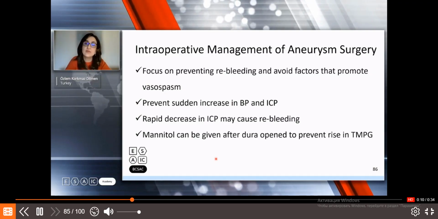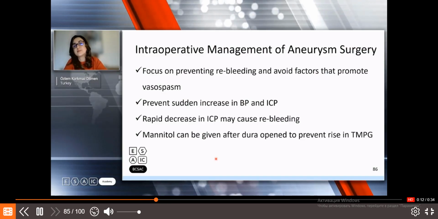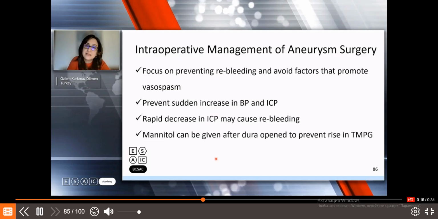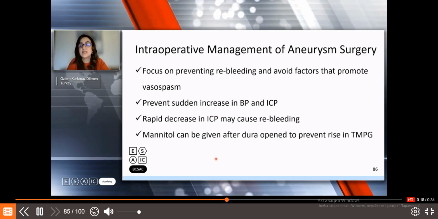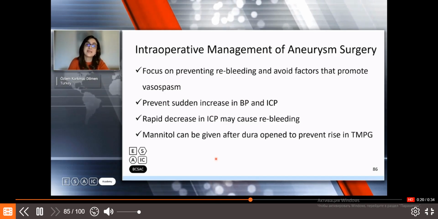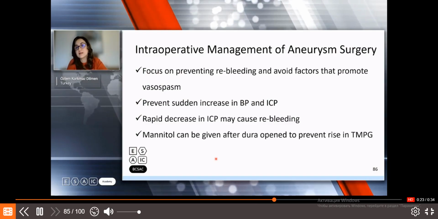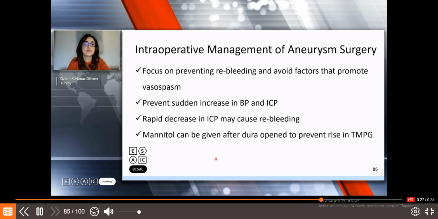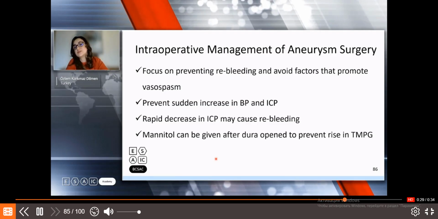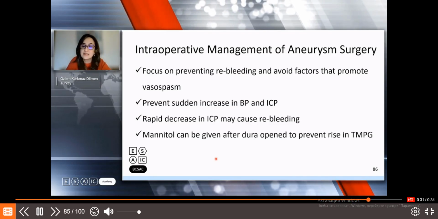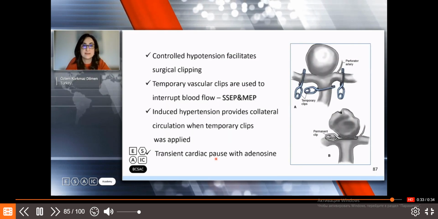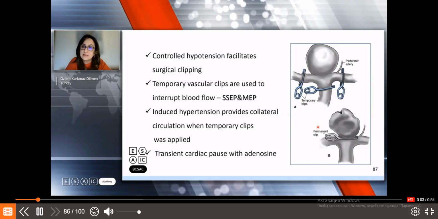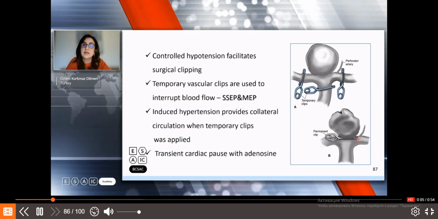We need to avoid the factors that precipitate vasospasm. We need to prevent sudden increases in blood pressure and ICP, and a rapid decrease in ICP may cause rebleeding. That's why, if you administer mannitol, it can be given after the dura is opened to prevent a rise in the transmural pressure gradient. There are temporary clips, and this is the permanent clip.